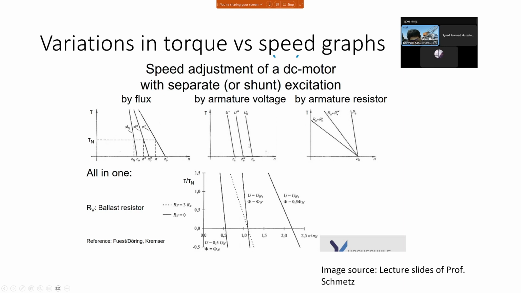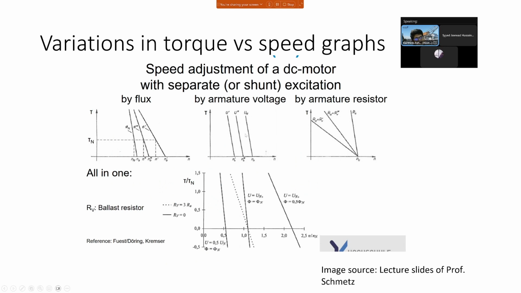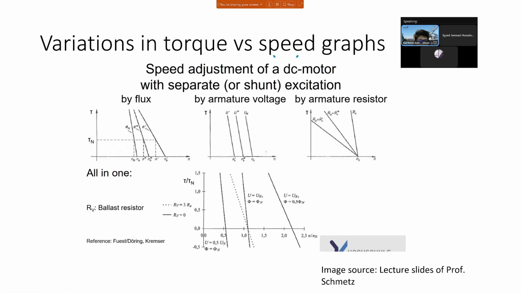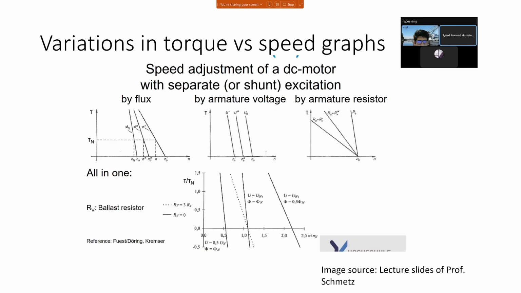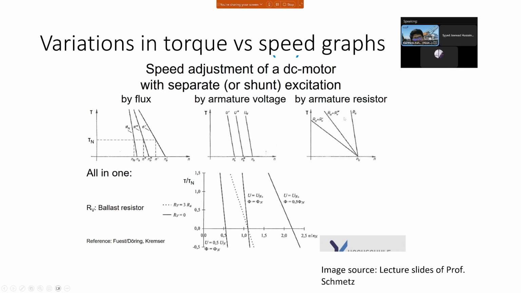But if I change only the armature voltage, you see this U term is only in the constant. So the slope doesn't change, just a parallel shift. Armature resistance changing, only the slope, wait, both should change. Armature resistance is changed, R_A, right? Yes, so both of these terms should be changing. So I'm not sure what is happening here.